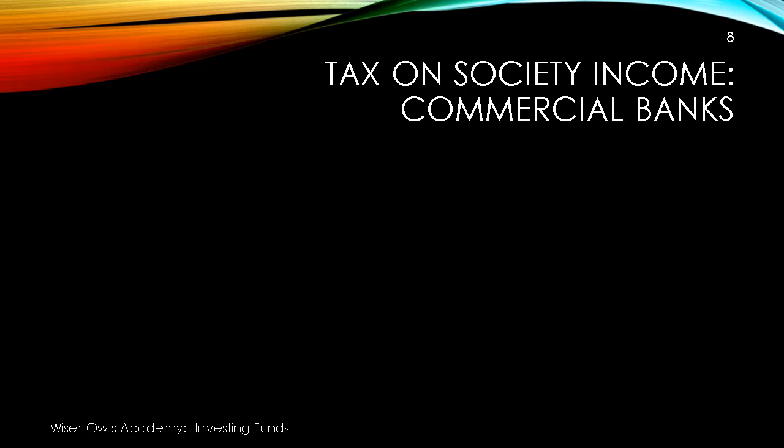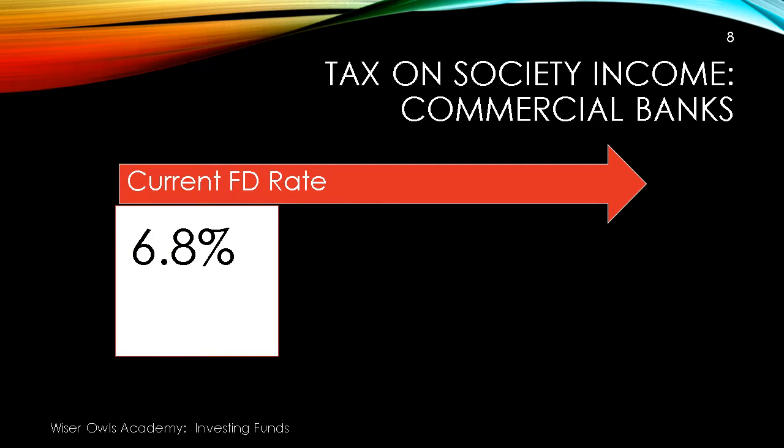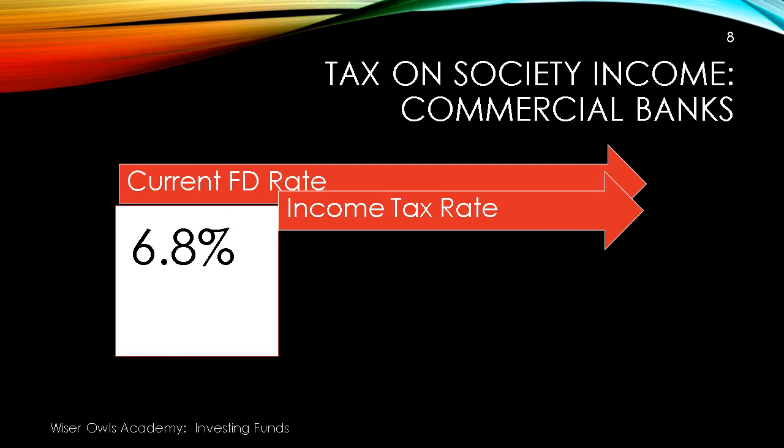The tax on society income from deposits which are kept in commercial banks, given the current FD rate of 6.8%, the income tax rate for a cooperative housing society is 30%. It is actually 10% for the first 10,000 rupees, 20% for the next 10,000 rupees, and any income above that is having a flat rate of 30%. So you can just count on 30% flat rate.